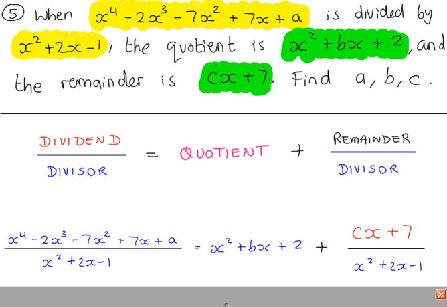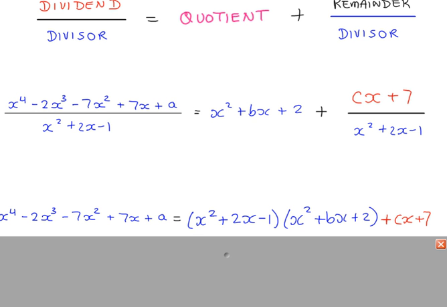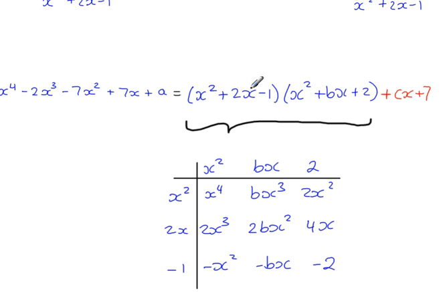So to work out a, b, and c, if we multiply by x squared plus 2x minus 1 here, here, and here to get rid of the fractions, we now have this. To expand the terms here, I'm using this grid method. So multiplying the terms here, this is just a multiplication grid. We got x to the power 4 term here, x cubed terms, x squared terms, x terms, and the constant.